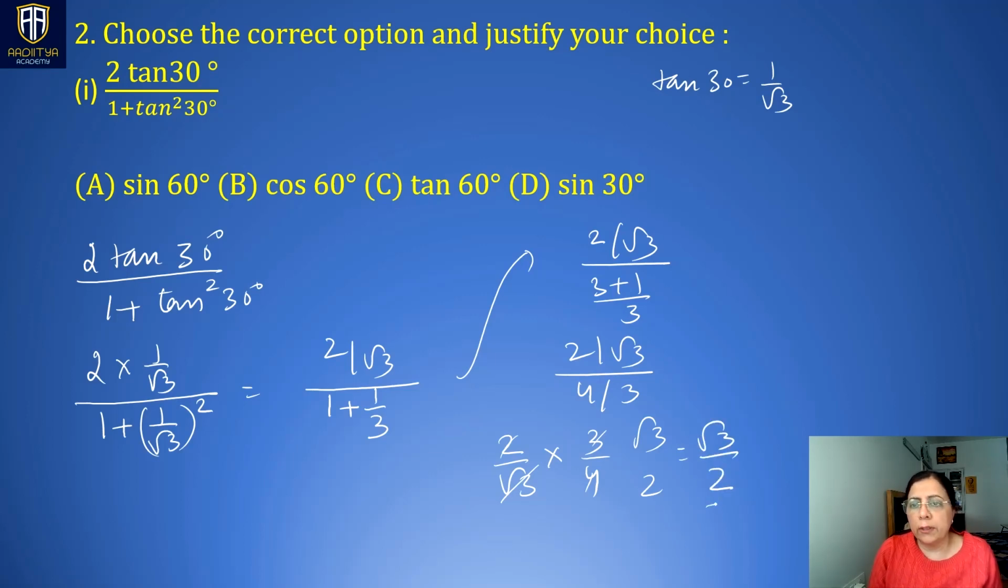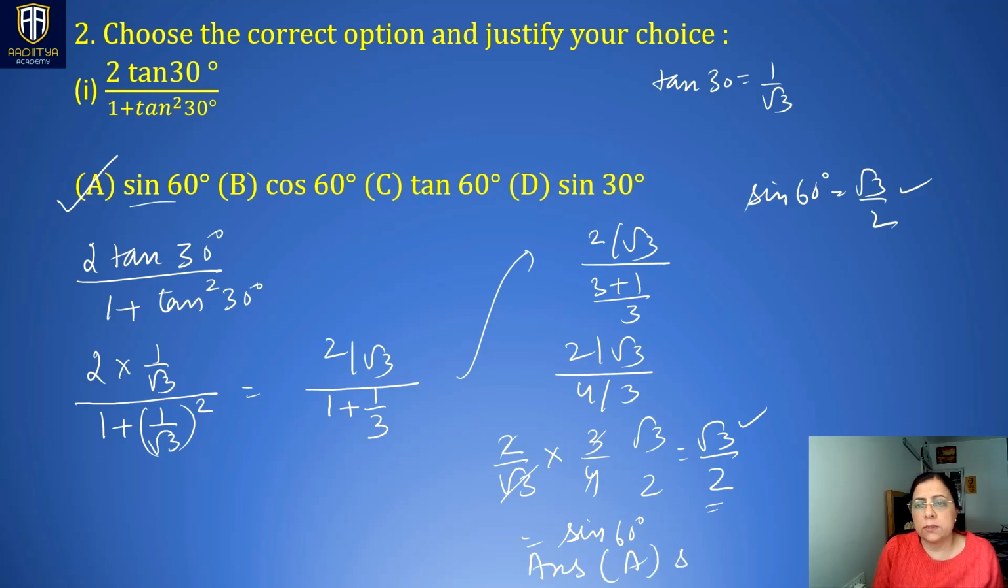Now our value is root 3 by 2, but there is no option which states root 3 by 2. So we have to look at these 4 values and see which value resembles root 3 by 2. Sine 60 is root 3 by 2. Yes. So sine 60 is also root 3 by 2. So if we are getting root 3 by 2, this is also root 3 by 2. That means option A is the correct answer, which is equal to sine 60. So you can write the answer as option A, sine 60. Right?